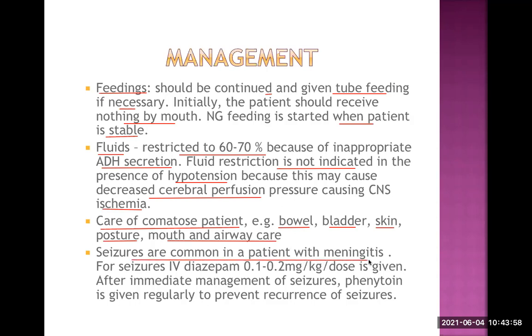Seizures are common in a patient with meningitis. So if seizures come, then we have to give IV diazepam or IV lorazepam. These are called benzodiazepines. Diazepam 0.1 to 0.2 milligram per kg per dose is given, okay, to immediately stop the seizure. This is the management right at that time. But after the immediate management of seizure, a long-acting drug should be given, okay, to prevent the recurrence of the seizure. And that is done by either phenytoin or phenobarbital in the pediatric age group.